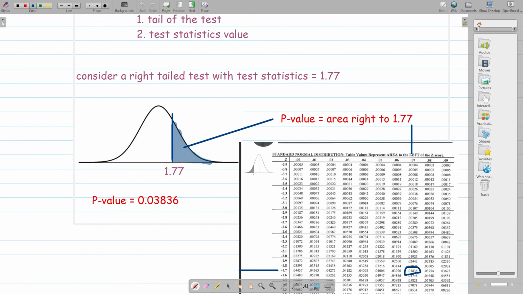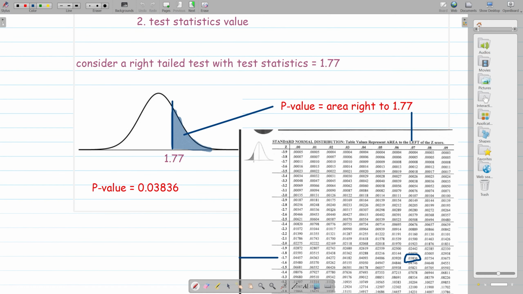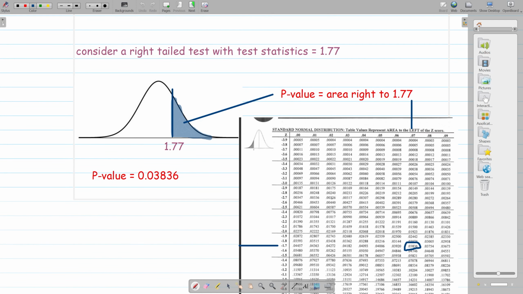Consider a right tail test with test statistic equals 1.77. You know that a right tail test is a one tail test. The p-value for this type of test is just the area right to the test statistic. So here our test statistic value is 1.77. Then our p-value should be the area right to 1.77. So I'm going to find out the area right to 1.77.